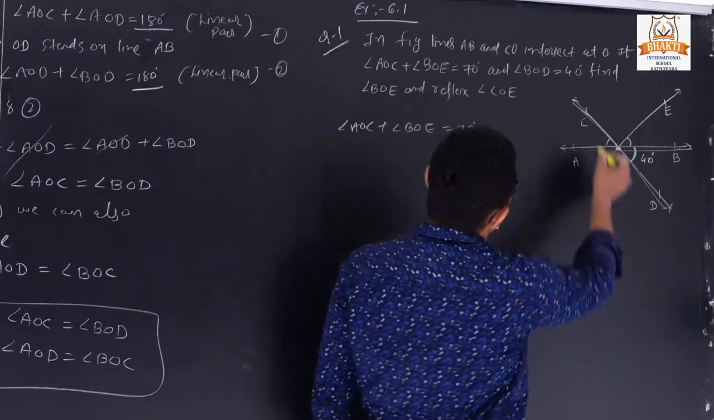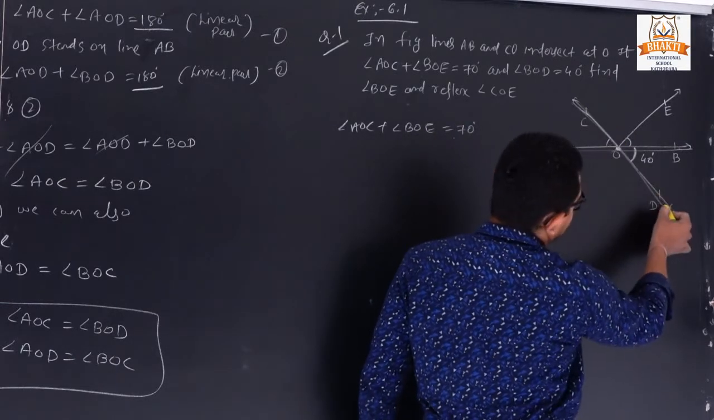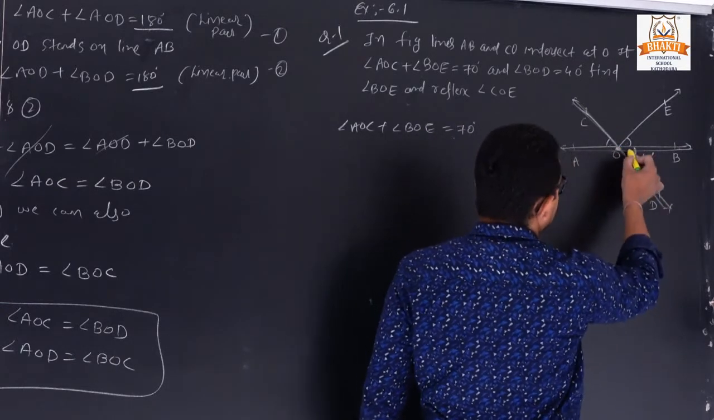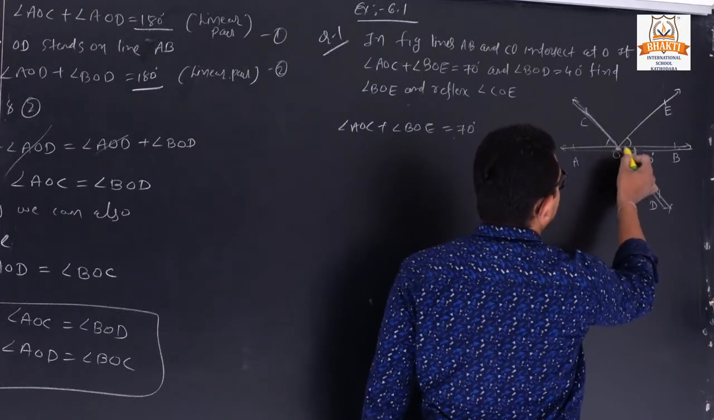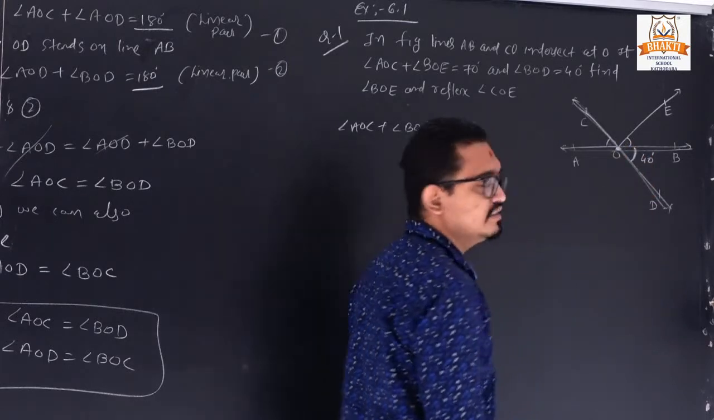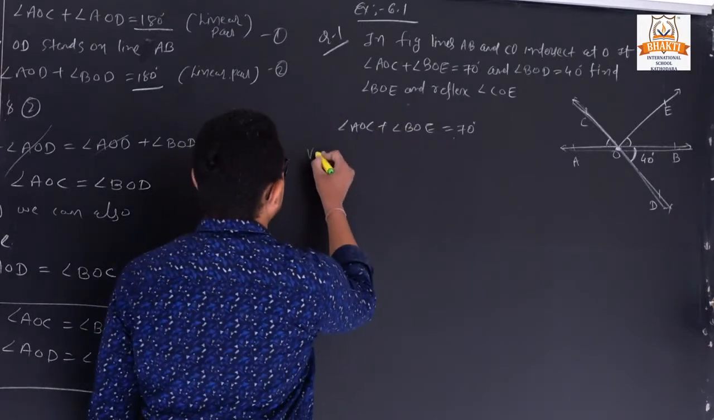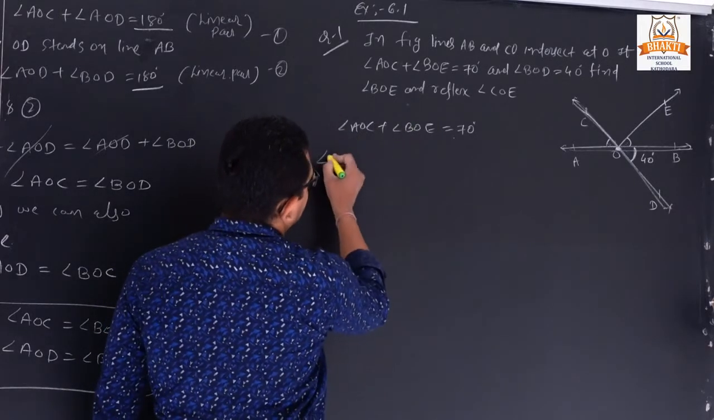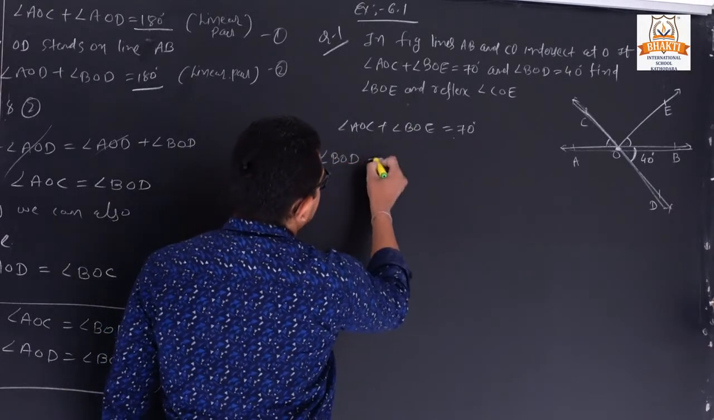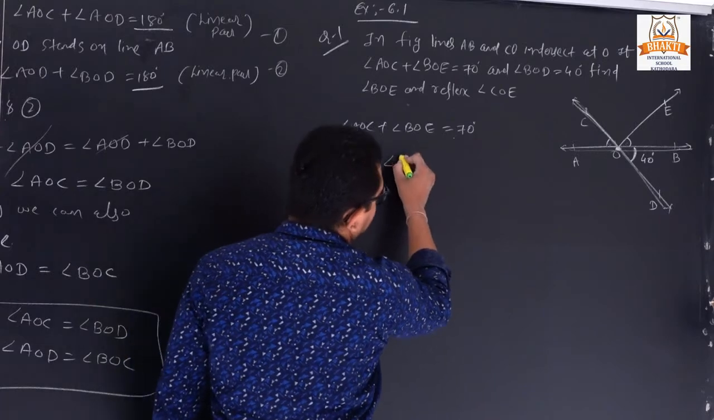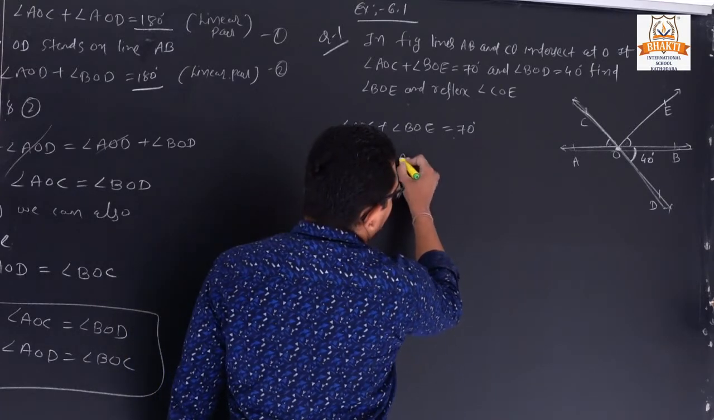So see that we have one line. Clear? These and these are vertically opposite angles. This is a vertically opposite angle. So we can write it like that: angle BOD is equal to angle AOC.